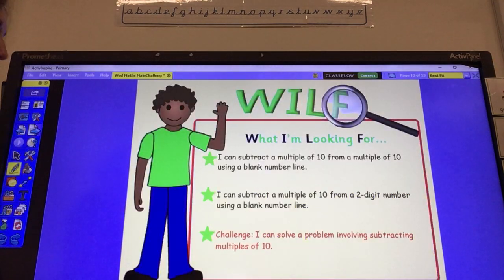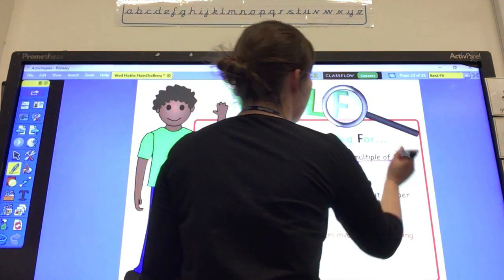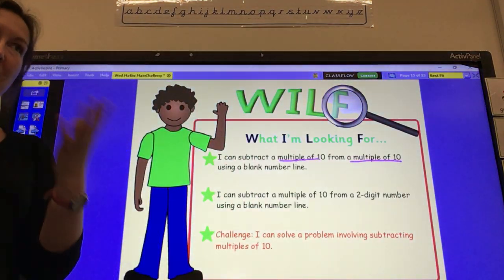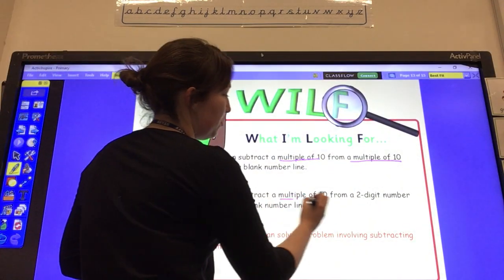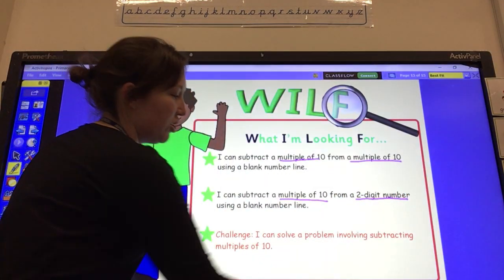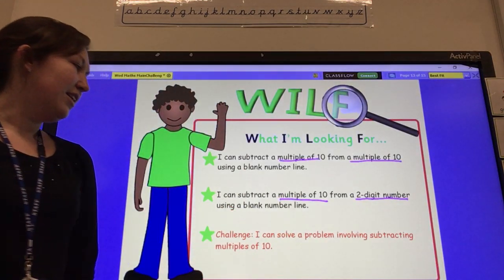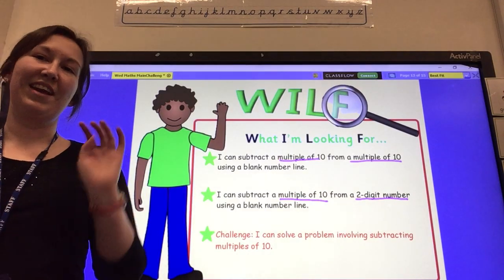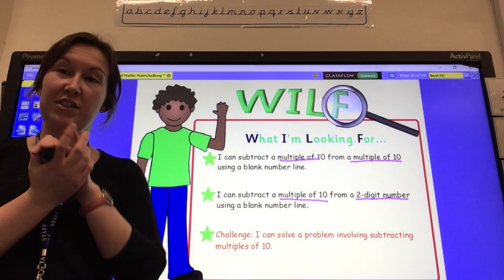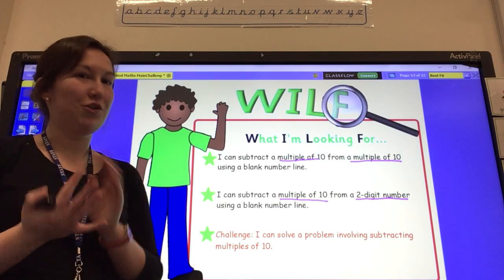Let's have a look at today's wolf. So, I can subtract a multiple of 10 from a multiple of 10. So remember that's two tens numbers that we're subtracting. Then I can subtract a multiple of 10 from a two-digit number, which is just like our problem here. And then finally, I can solve a problem involving subtracting multiples of 10. And again, this is one where I've given you some work that somebody has done, but there are a few mistakes.